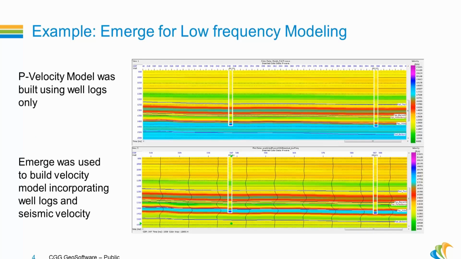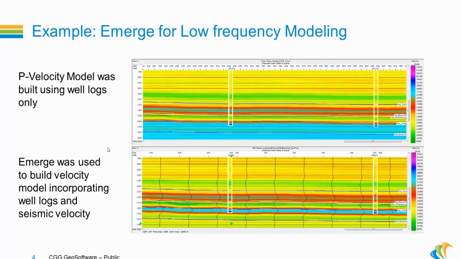This example is showing a low frequency model calculated using Emerge. The top one is a P-velocity model, which is using only Strata from Hampson-Russell. In Strata, as you know, it is interpolating well logs within the structure. And if we use Emerge, in the lower panel, which is using seismic velocity as a guide and incorporating seismic velocity into the low frequency model.